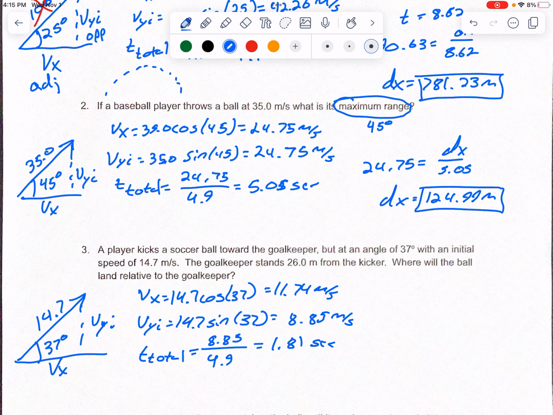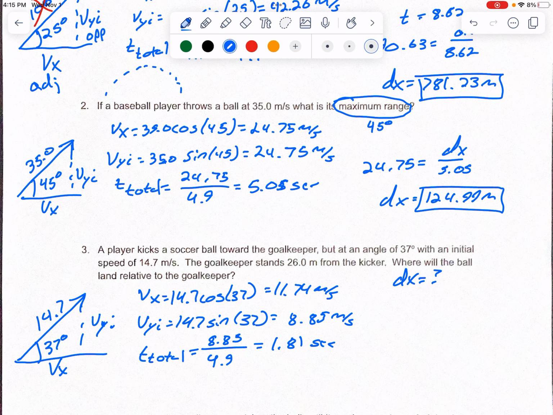Now it says the goalkeeper stands 26 meters from the kicker. Where will the ball land relative to the goalkeeper? So that's not talking about height. It's talking about where is it going to land horizontally. So we're going to see, does it make it to the goalkeeper? Does it go over? Is it short? Okay, so we are looking for dx again. So this is a lot of good practice on finding horizontal distance.